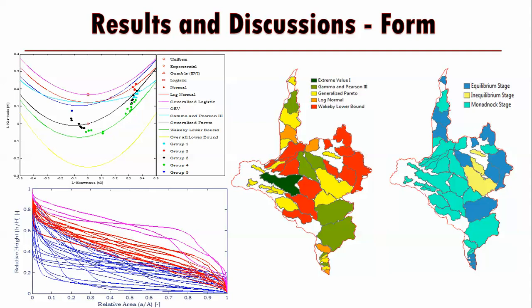So for example, these are the data. If you see the green dot data, they are closer to the green line, which means they follow the Wakeby lower bound distribution type. And for example, this blue one is closer to blue, so the blue distribution type will be the generalized extreme value approach.